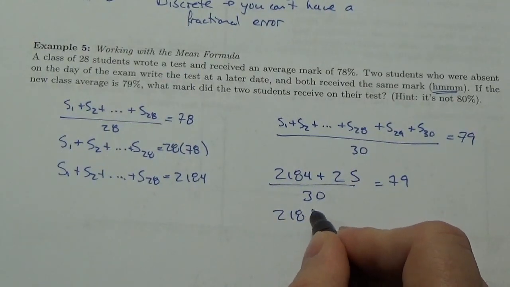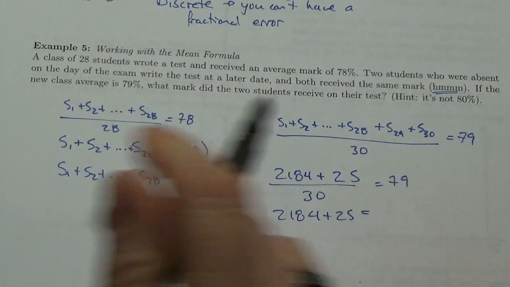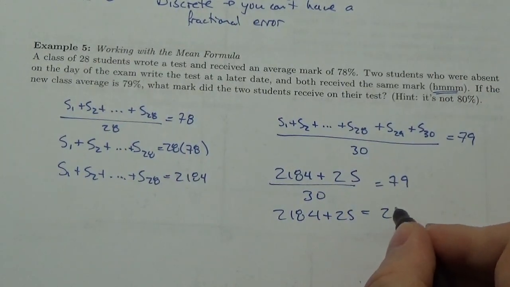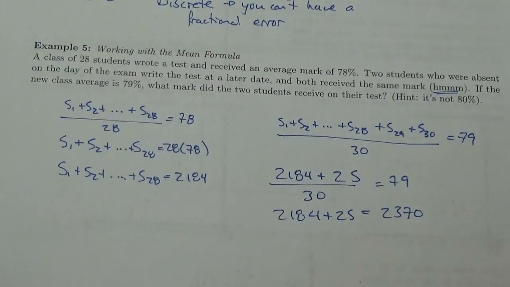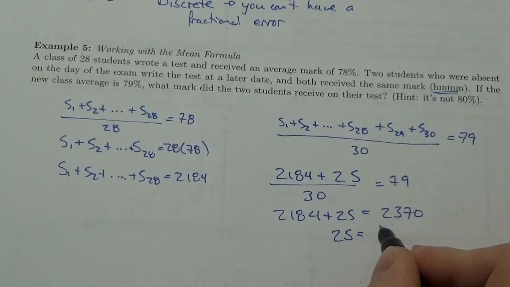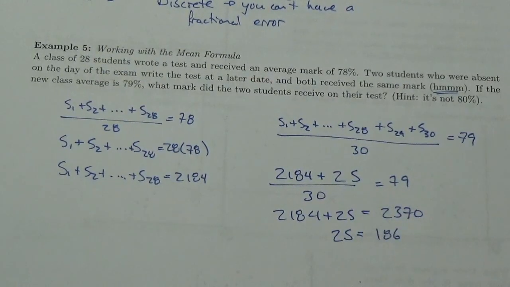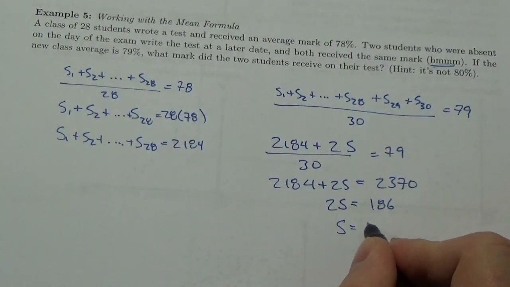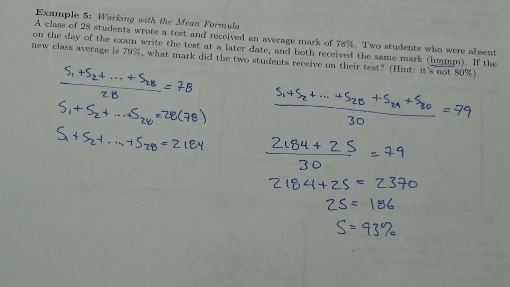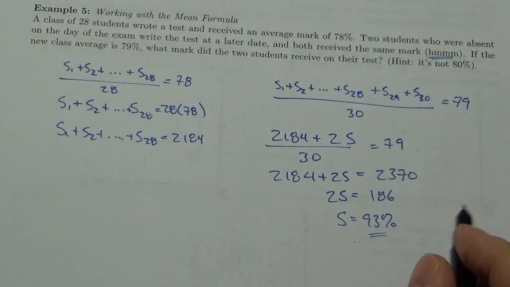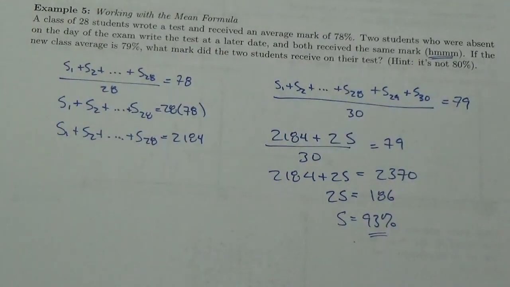And now I will multiply up by the 30, so 79 times 30, and I'm going to do this a little quicker here. I'm going to get 2370. I'm going to subtract the 2184, so I'm going to bring that over. So 2S, 2 student marks, is going to be 186. And now finally I'm going to divide by 2. And each of those students got 93%. Wow, they did really well, both of them together. That is suspicious. Anyway, that's how you would handle a question like that.